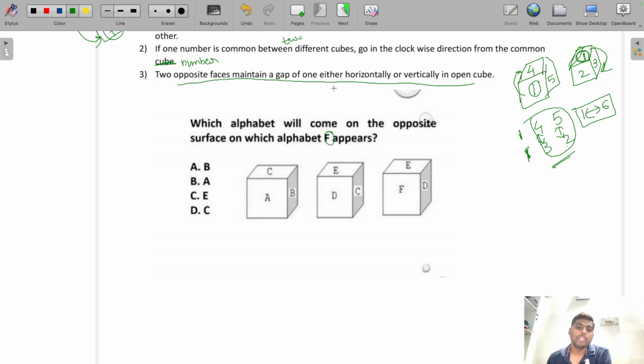alphabet F. So you can take any two cubes here, and you can apply the above mentioned rules. If you see these cubes, I can observe that C is common in these two cubes. A, B, D, E, the remaining are all different, so you can take the second rule. C will come here and you need to go clockwise, so B, A, and again you need to go clockwise, C, D, and E.